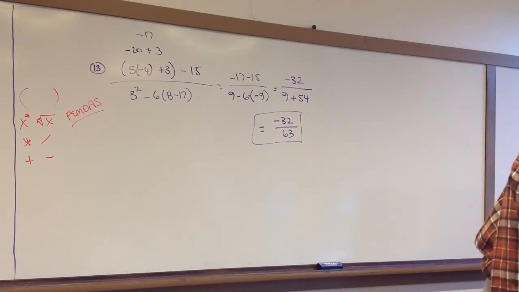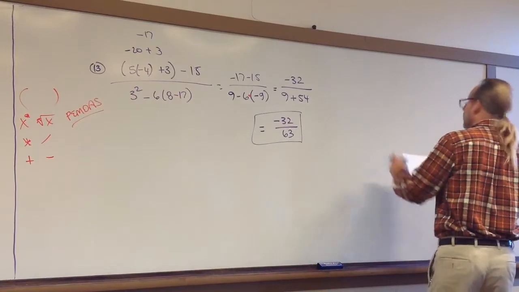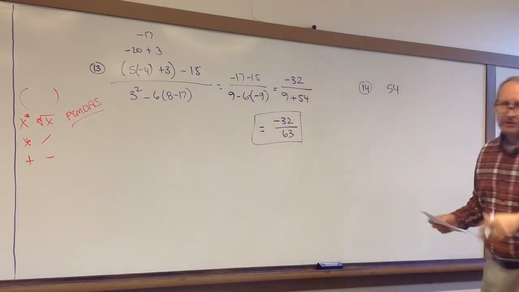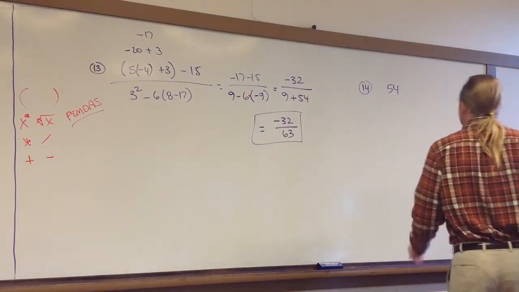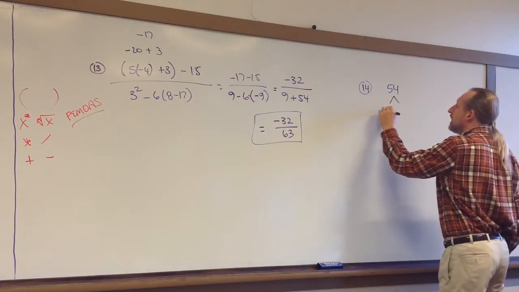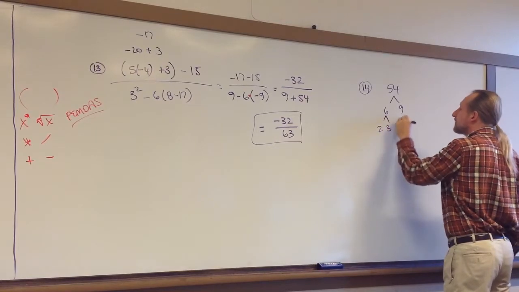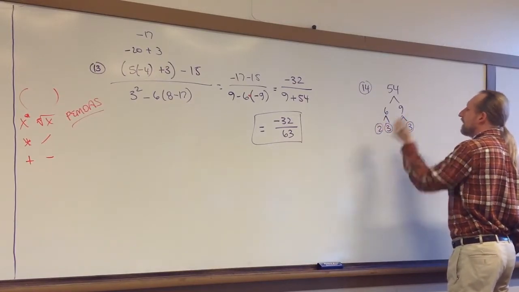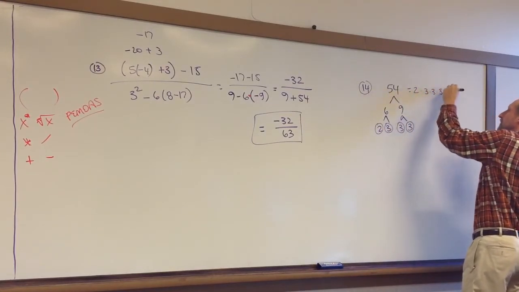Let's see what else we got here. Problem 14. Express 54 as a product of prime factors. So I'll do this 2 different ways. One way you can do this is you can split this up. Okay, we just saw 54 is 6 times 9. The 6 is 2 times 3. The 9 is 3 times 3. Here's our prime factors.